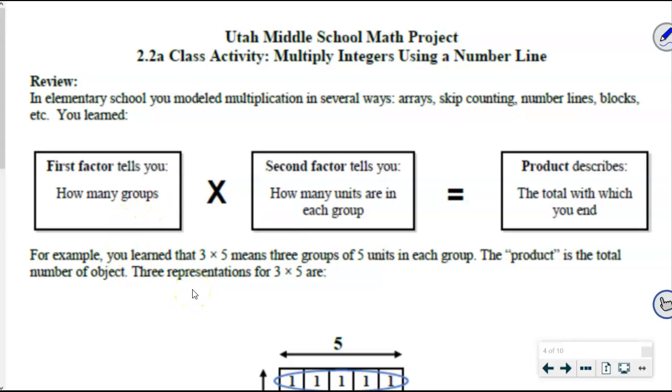we're going to review multiplication. Not the new multiplication where we're using integers, but just regular old-fashioned multiplication that you did in elementary school with positive integers. And what we did in elementary school, we realized that we can model multiplication in multiple ways, like arrays, skip counting, number lines, blocks, just drawing pictures, etc.